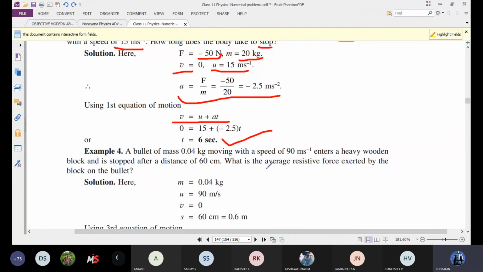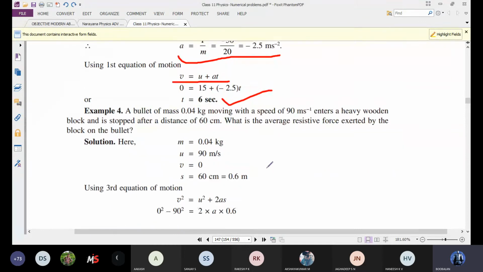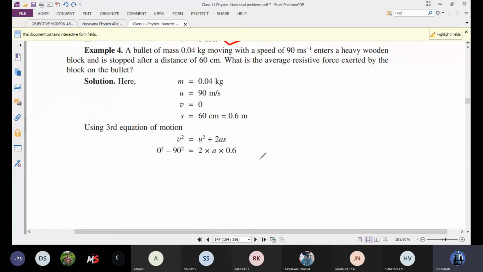Okay. So next problem. This is also some interesting one. A bullet of mass: the bullet mass 0.04 kg. Sometimes they will give gram, 4 gram. 4 gram means you should convert into kilogram, gram to kilogram. 1 kg is equal to 1000 gram. The speed of 90 meter per second.